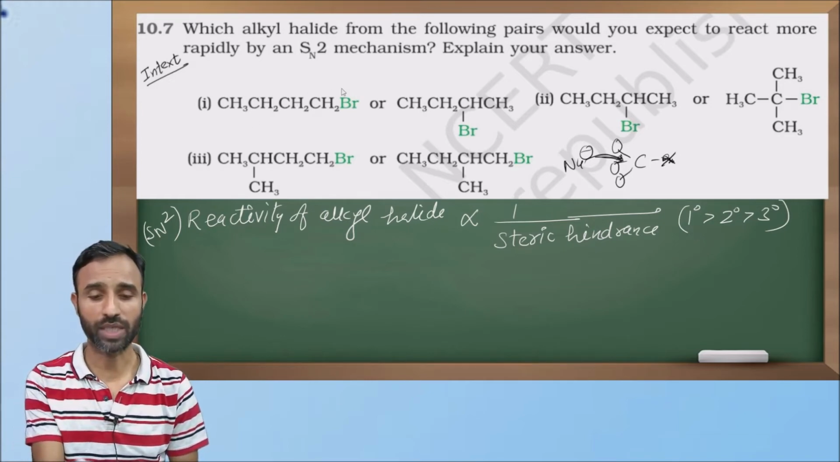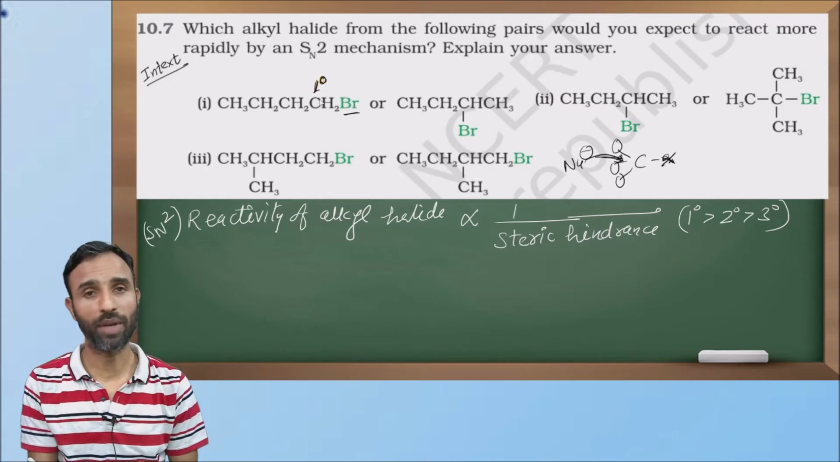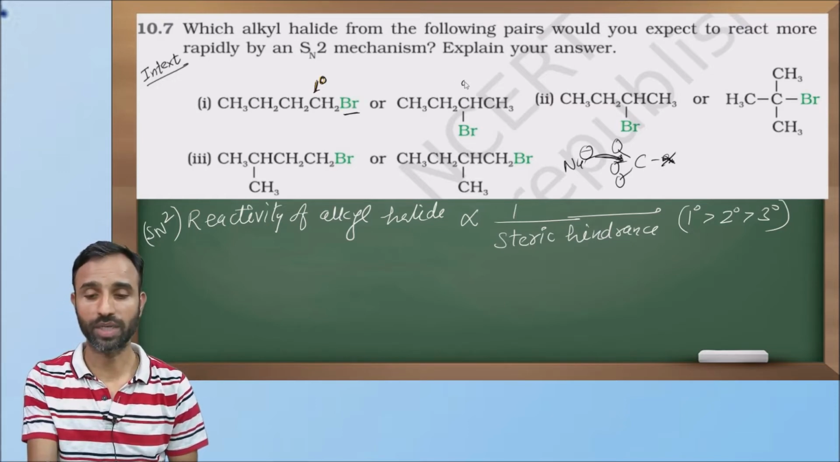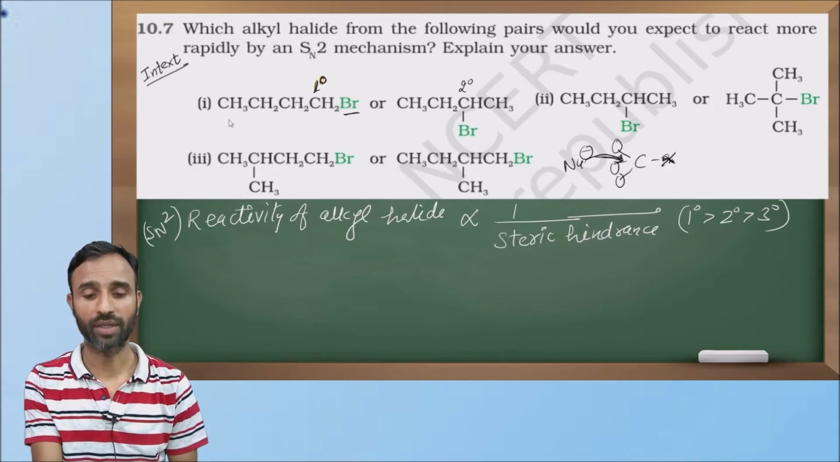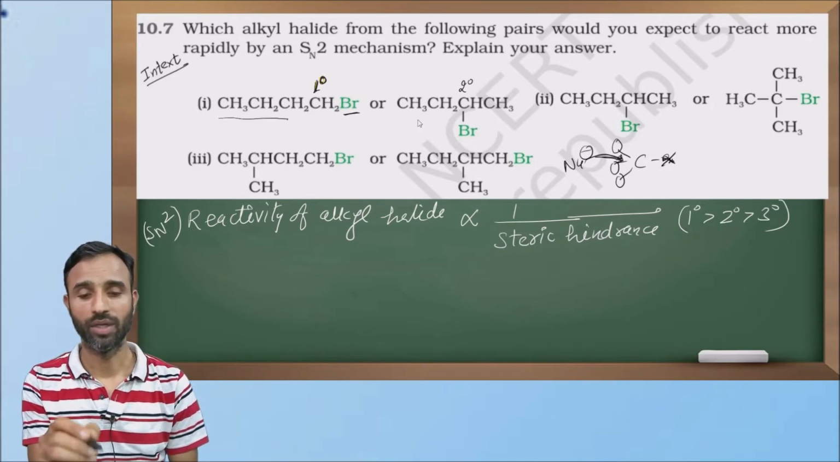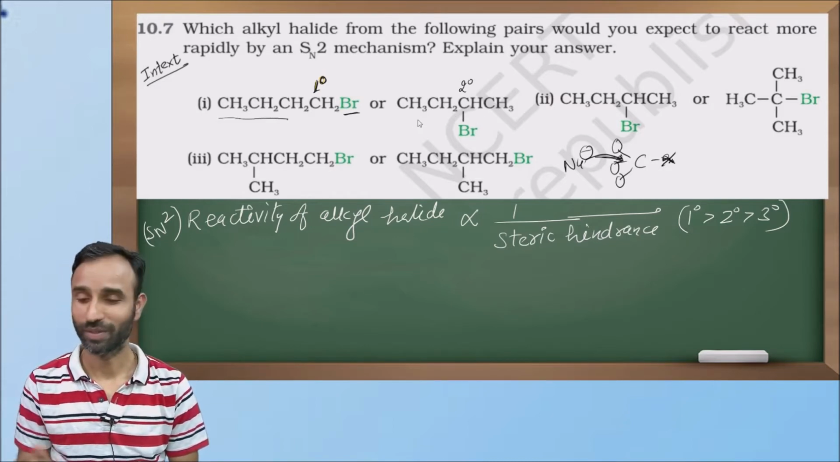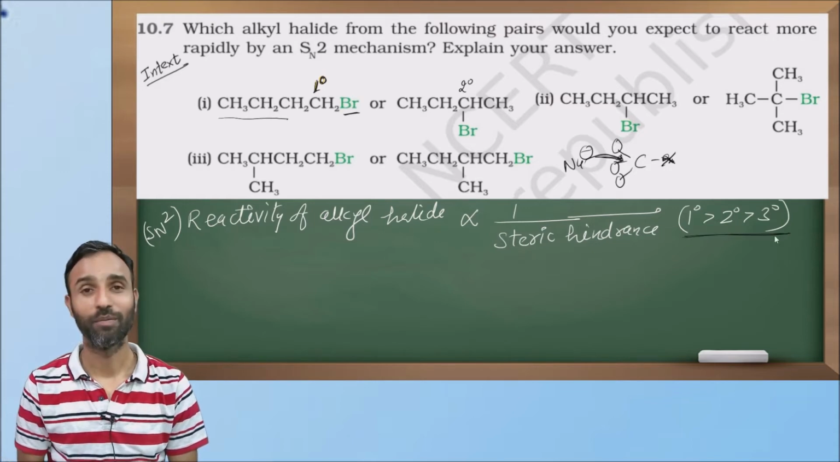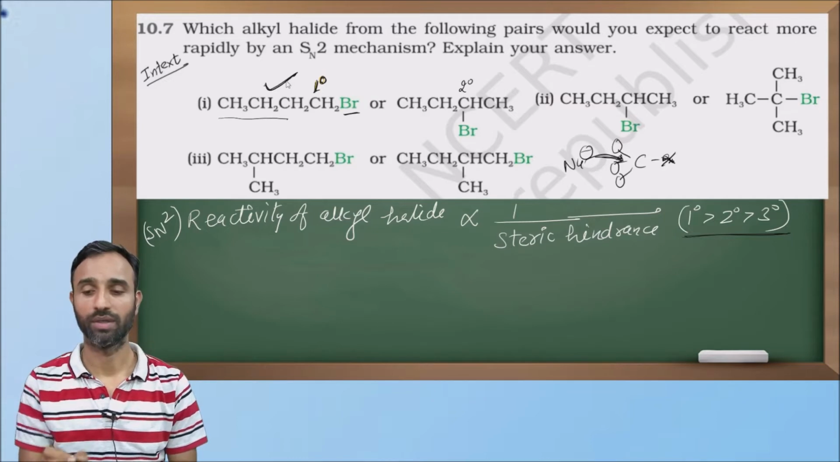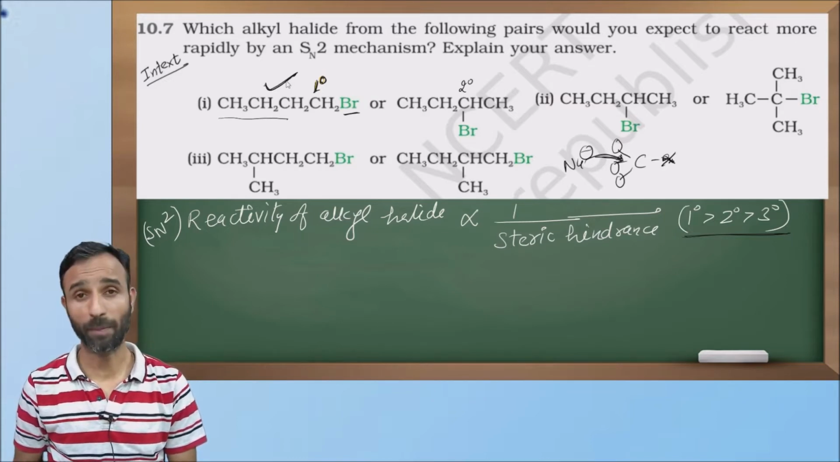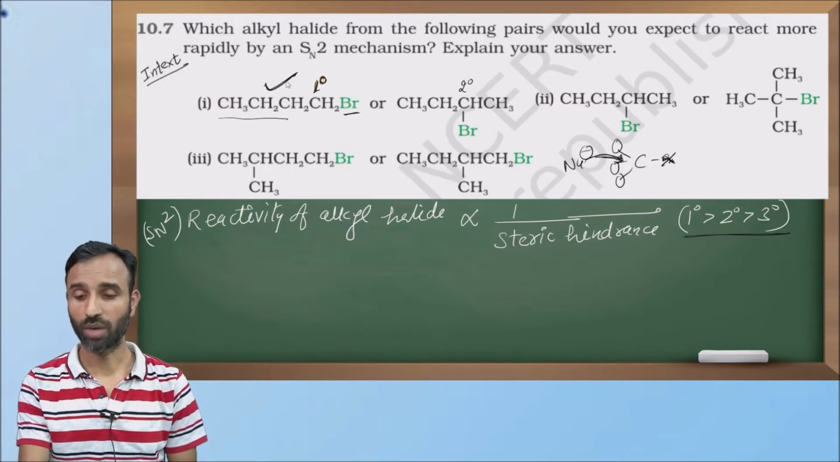In the first case, bromine is attached to a primary carbon. Here, bromine is attached to a secondary carbon. So it is a secondary alkyl halide and this one is a primary alkyl halide. So which one is more reactive? Just see the order. Primary is more reactive. So that means the first one will react more rapidly by SN2 mechanism. Now come to the second pair.